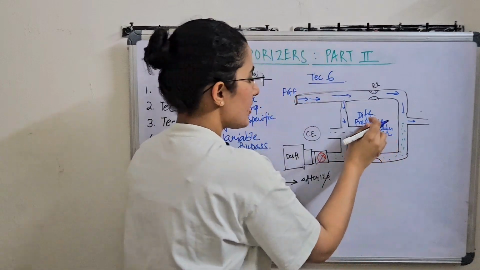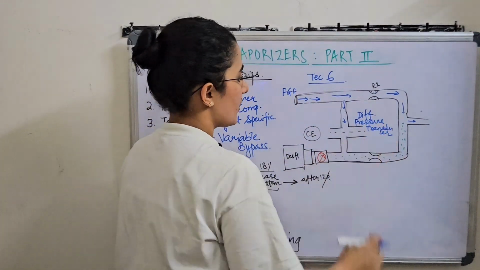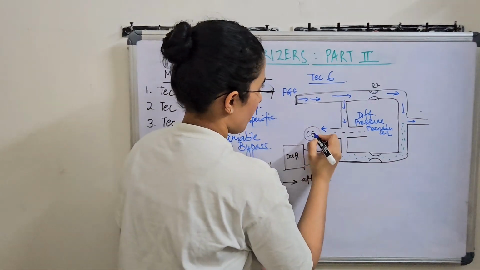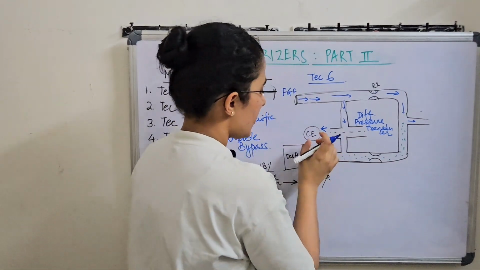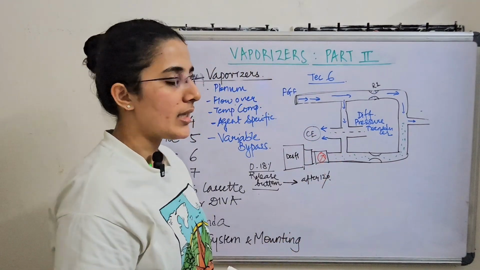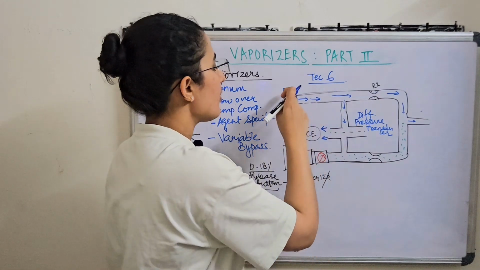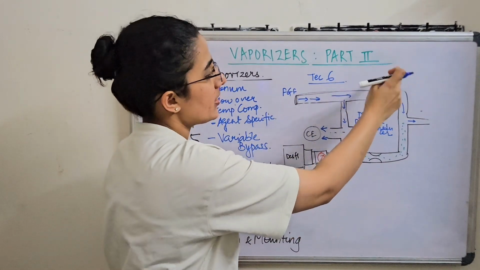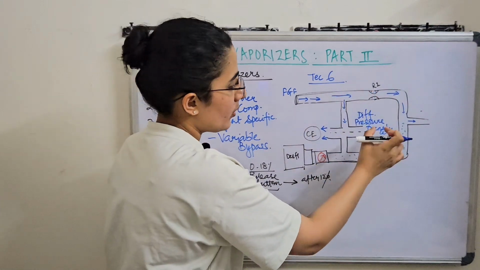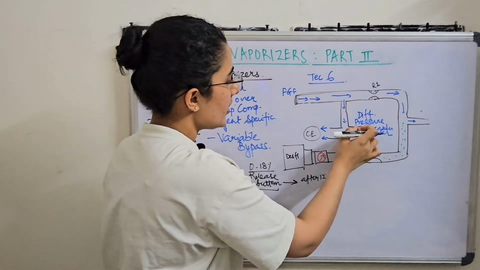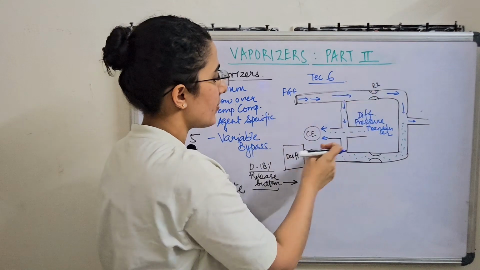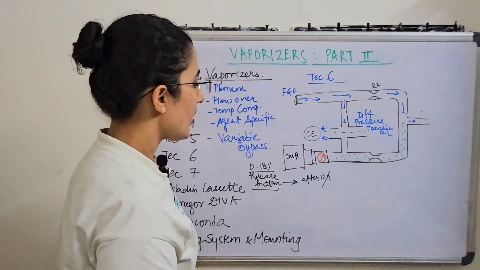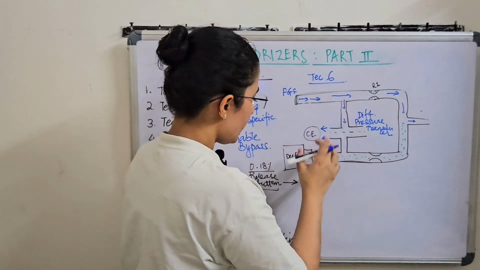Okay, so this differential pressure transducer will send the information to CE, that is computer electronics. Fresh gas flow will encounter a resistance, and the information will go to the differential pressure transducer, and this R1, or the resistance information, goes to the computer electronics. So this is one end.